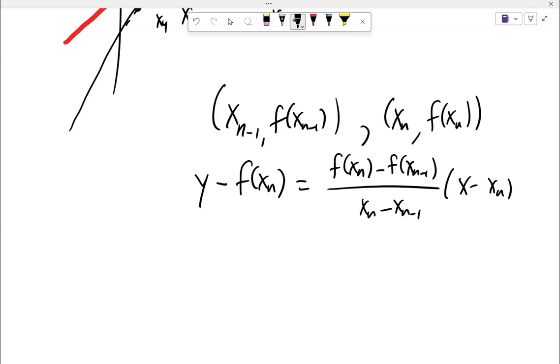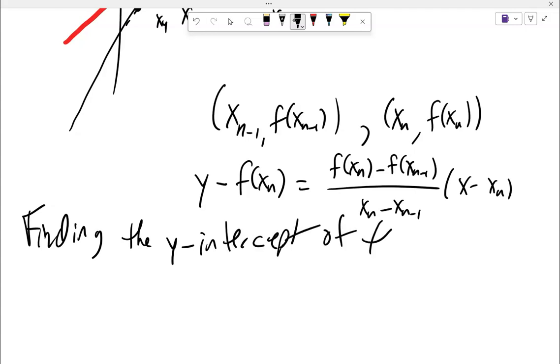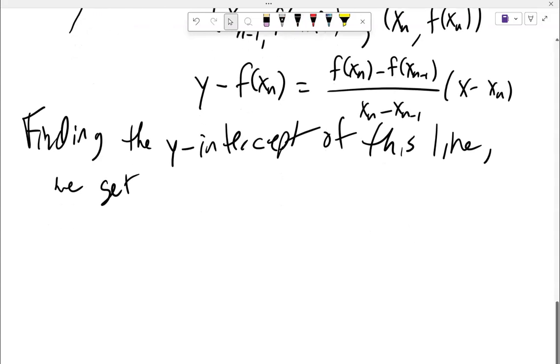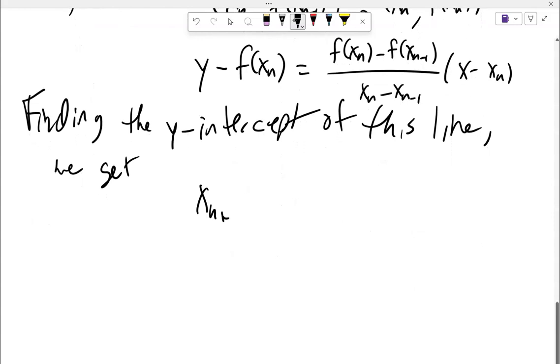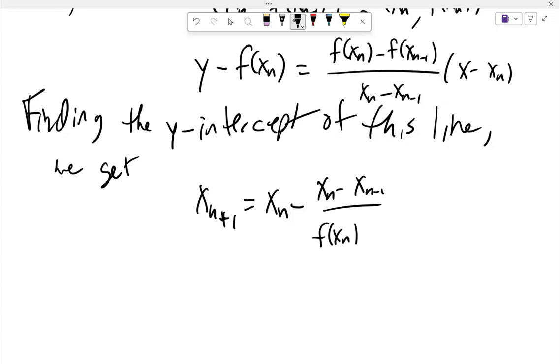Okay. So if we go through all of this and find the y-intercept here, you'll get that your next guess, x_{n+1}, is equal to your previous guess minus the reciprocal of that slope times f of x_n.